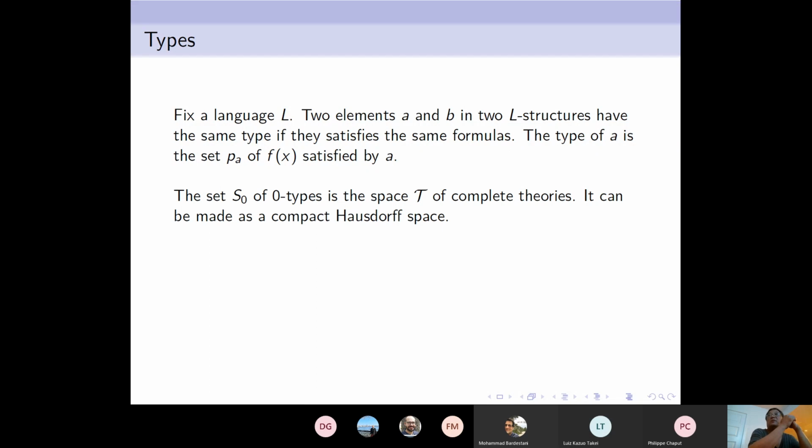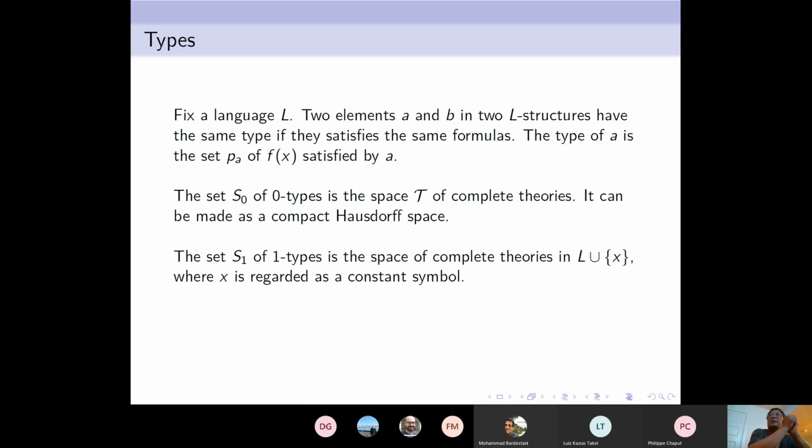Then we go to S0, the zero type. S0 is just what we've seen: the space of complete theories. So this is a compact Hausdorff space, just the set of all complete theories. But S1 is different. S1 is the most important type. It is the space of complete theories in L where, besides L, we add another constant symbol X. Certainly S1 is also a compact Hausdorff space.